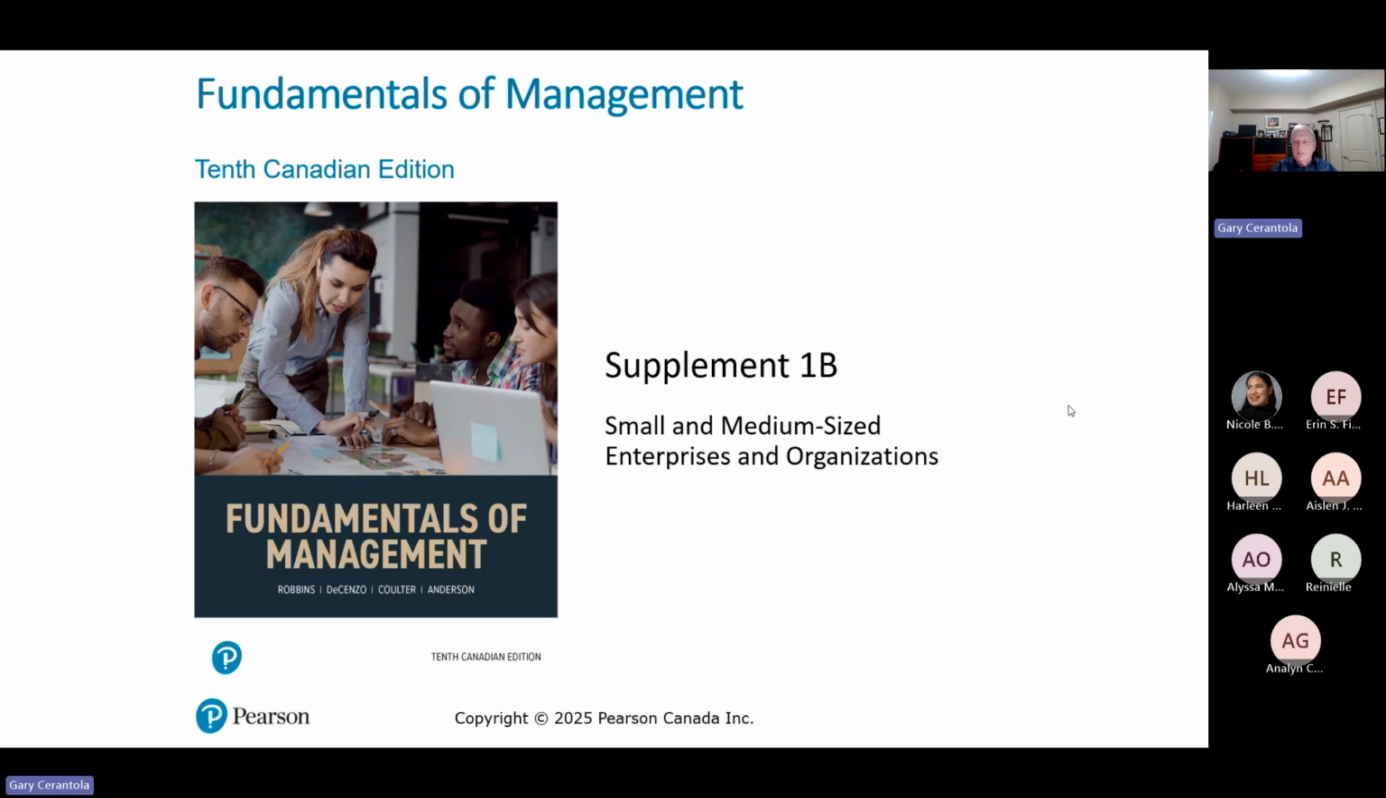Okay, so what's due, or the deliverables. This is Supplement 1B, Small and Medium-Sized Enterprises. Again, it's a Robbins PowerPoint presentation. You can access that in the folder for Topic 3 and go through it. It's got some really good, rich information that will give you a sense of what's going to be on the test, and teach you about small and medium-sized businesses and enterprises.